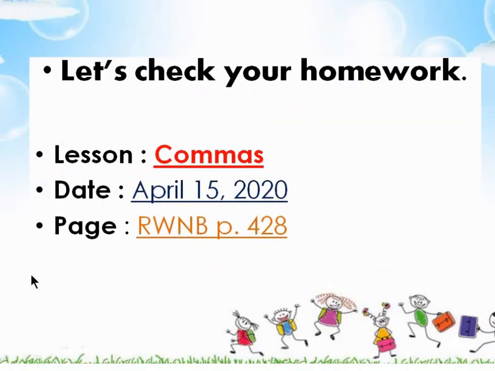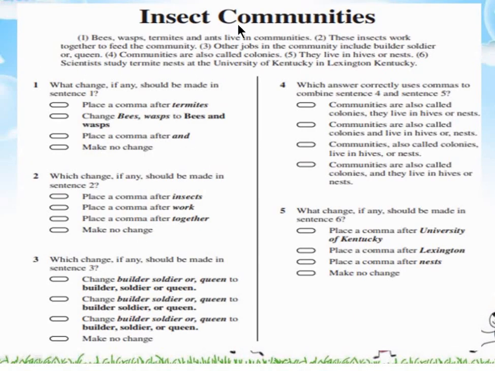Let's have another review using your homework from last week. And the lesson is still commas. And the page is 428 of your reader's and writer's notebook. So let's read this first. Insect communities. Bees, wasps, termites, and ants live in communities. These insects work together to feed the community. Other jobs in the community include builder, soldier, or queen. Communities are also called colonies.